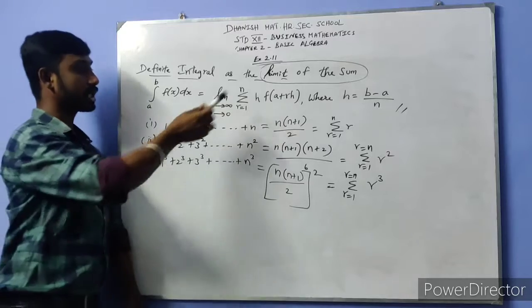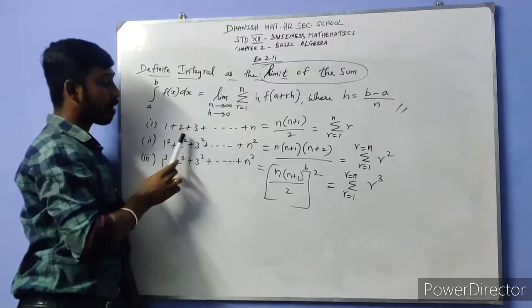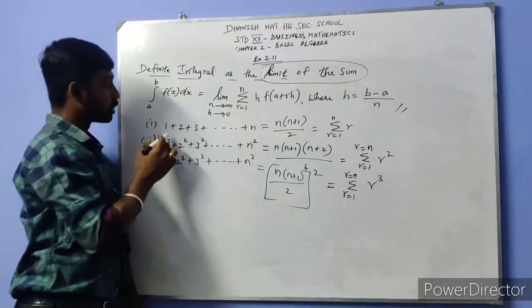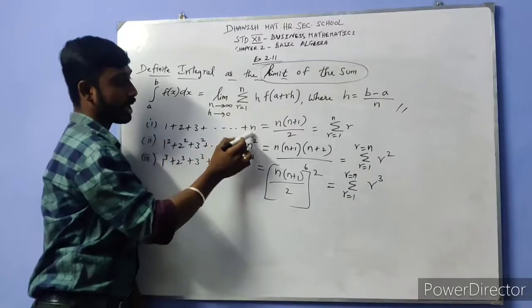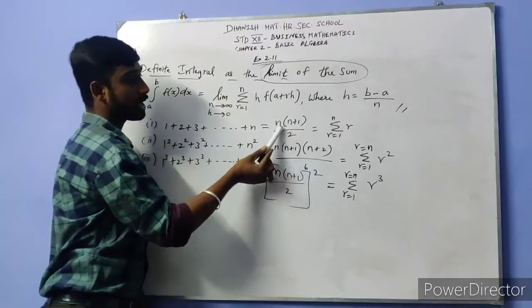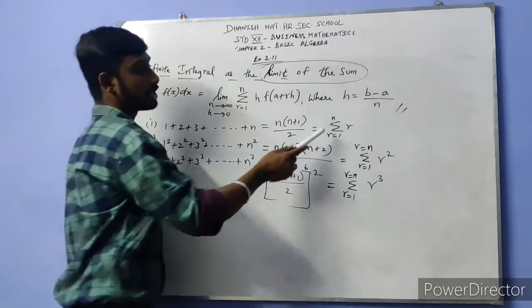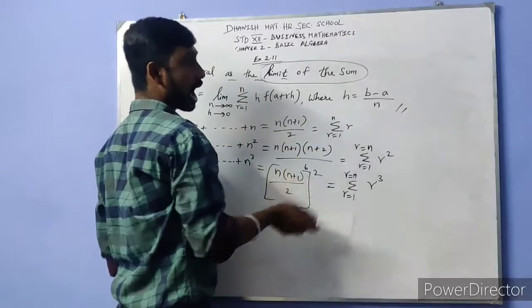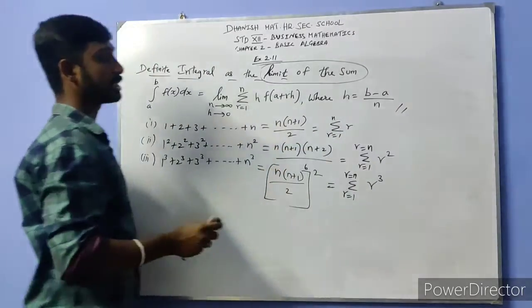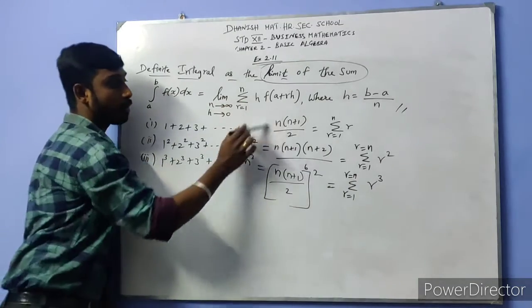So we are going to use the summation formulas here. These formulas we studied in 10th standard. 1 plus 2 plus 3 up to n is equal to n into (n plus 1) divided by 2. That is the summation of r. When the summation of r comes up, you substitute this formula into the sum.